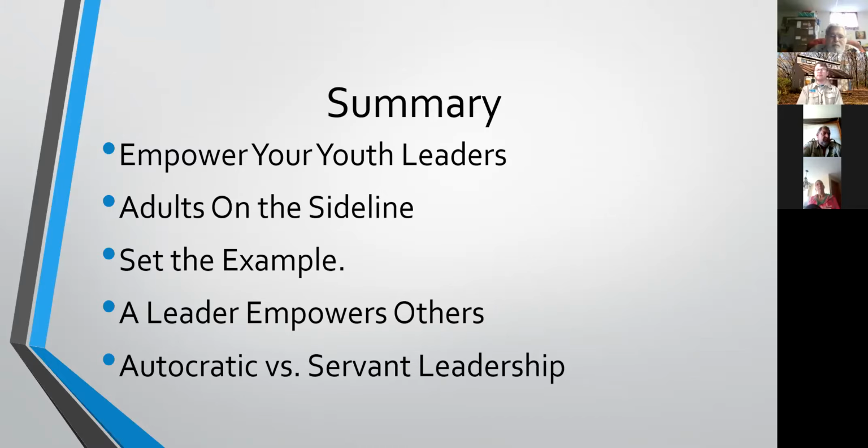A leader empowers others to achieve their goals. Remember, you're serving the group, not the other way around. And remember, autocratic versus servant. Autocratic is the big boss where it's my way or the highway. That's not what we want. We as individuals want to be servant leaders and also teach the scouts to be servants. All right?